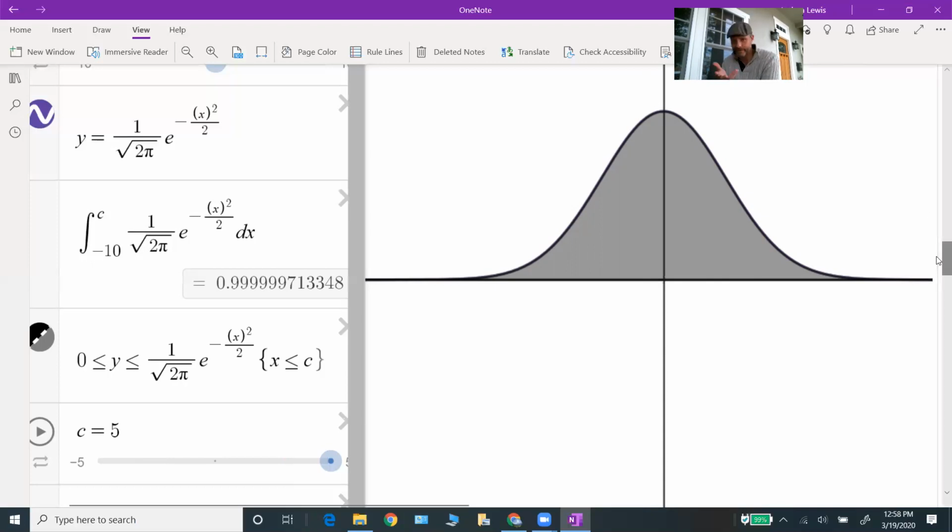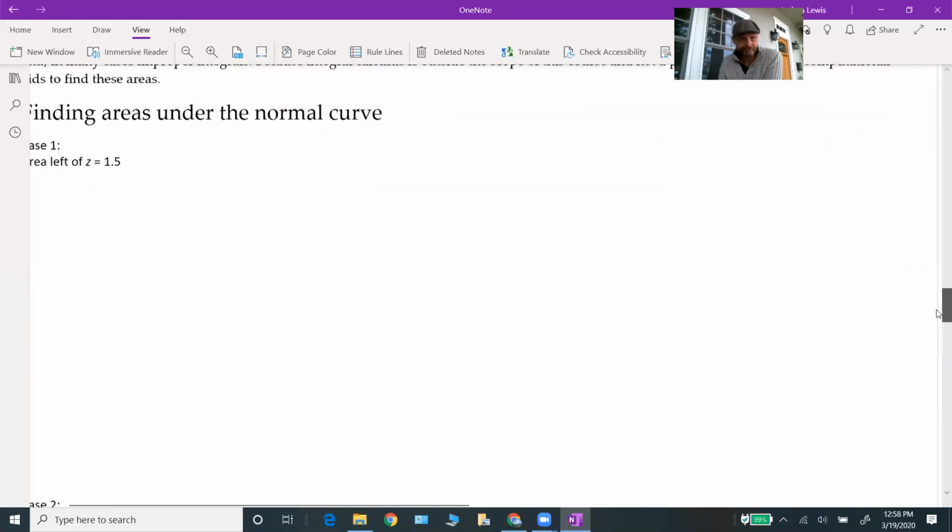And so that's what's going on with the standard normal distribution. Again, it's a normal distribution, but everything's been standardized. Mean is 0, standard deviation is 1. All right.